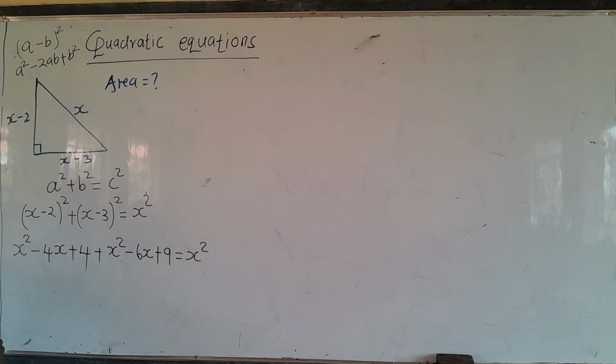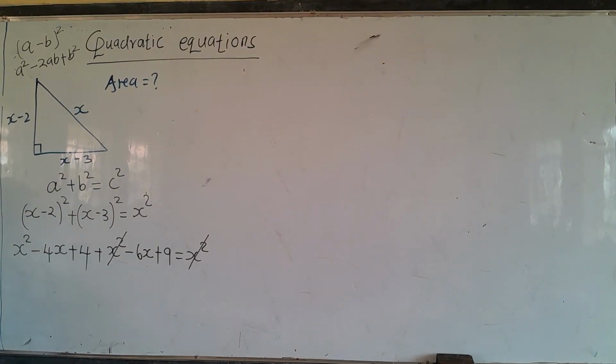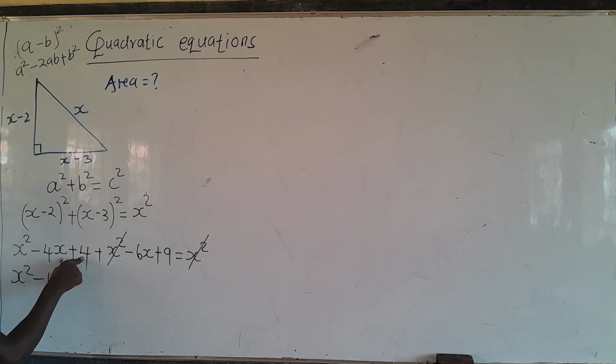We are going to collect like terms together. The x squared will cancel out with the one on the other side, and therefore we're going to remain with x squared minus 10x, because minus 4x minus 6x is minus 10x, and then plus 13, because 4 plus 9 is 13, equals 0. So we have a quadratic equation which we need to solve for values of x.